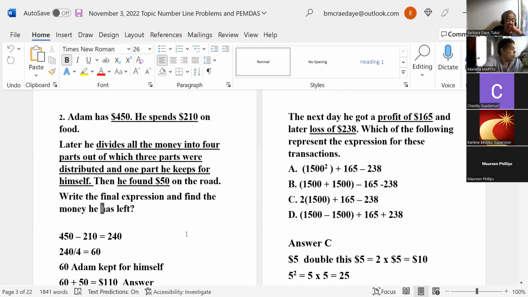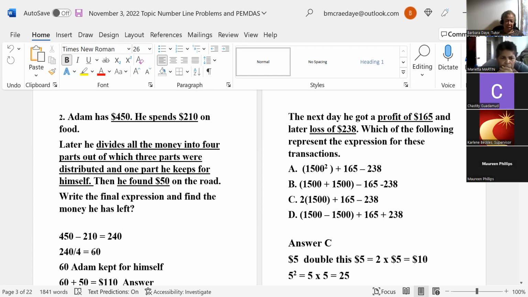Now, how much did he keep for himself? He kept 1 part. 1 part is equal to what? 1 part would be $15. Wait a minute. 1 part of the 240 is equal to what, Maureen? Or one of the 240. Maybe it's 120. No. 4 parts, take 240 by 4.